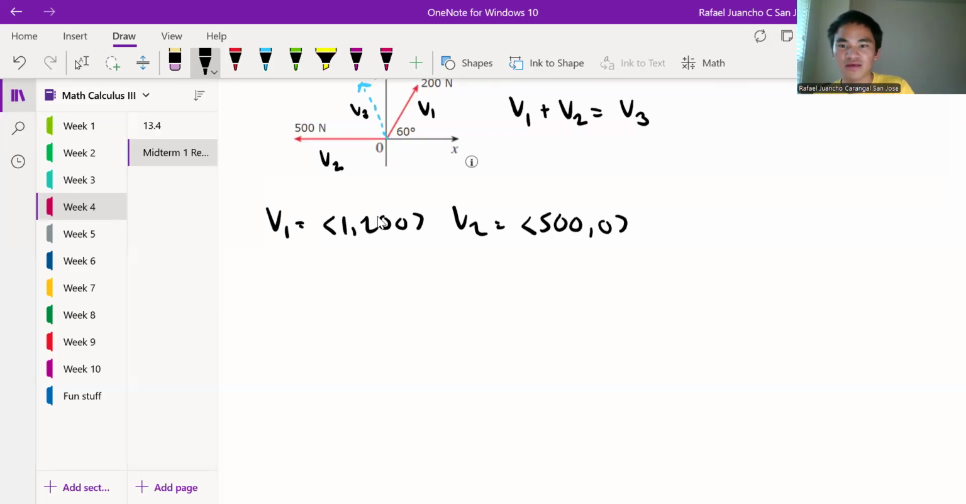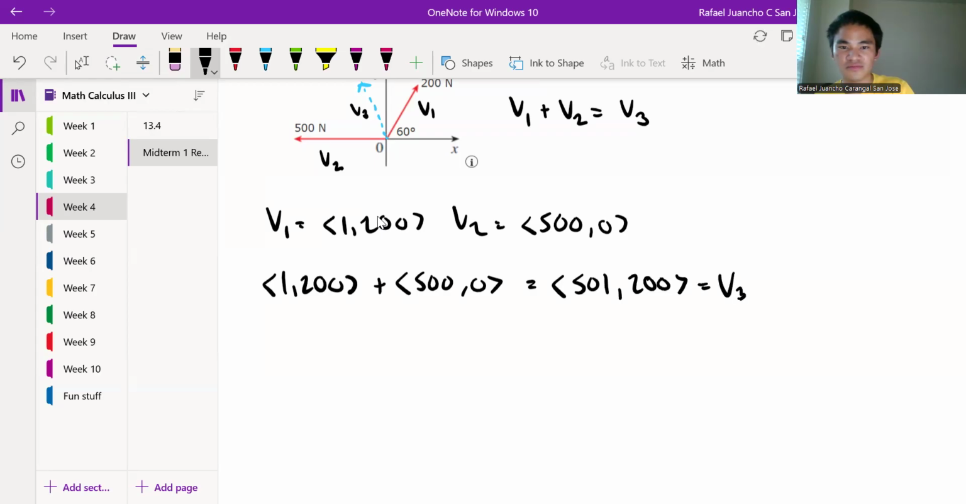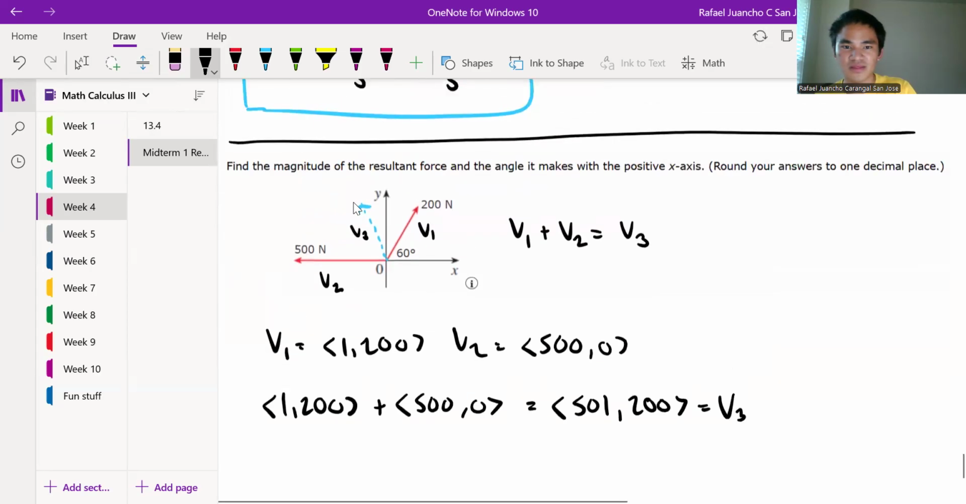Okay, now what's my v3? Well, v3 is just addition of these two. So if I add these two things, well, I get a new vector. I get 501, 200, which is my v3. So it's this one, right? That's my new vector.